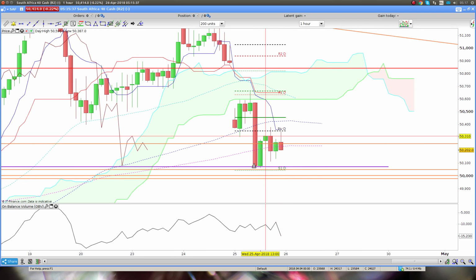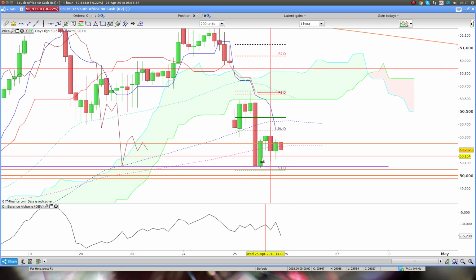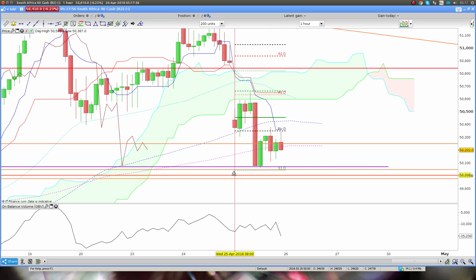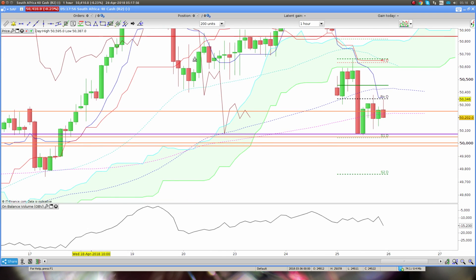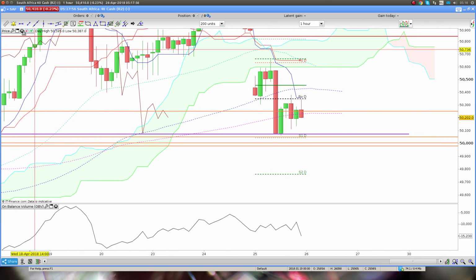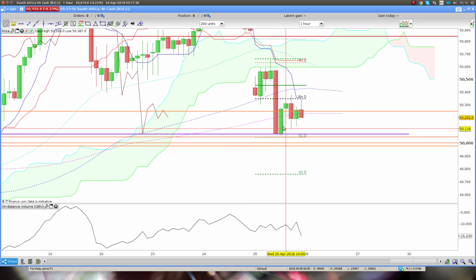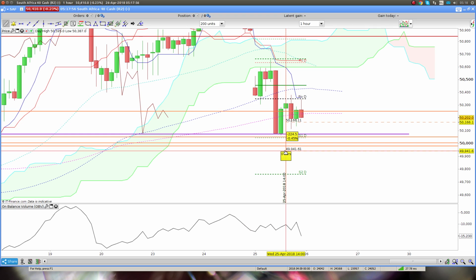Okay, so I'm sitting long at the moment. So I'm sitting long at the bottom here. I have a stop loss below this level here. So now I'm kind of long in the middle here, and I'm sitting with, I think it's a 250 pip stop loss at the moment.